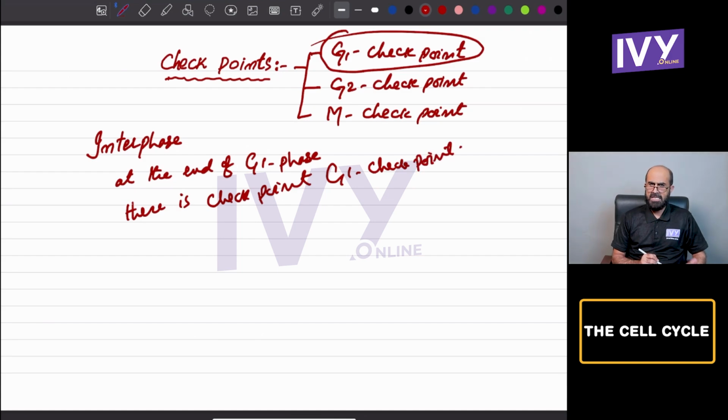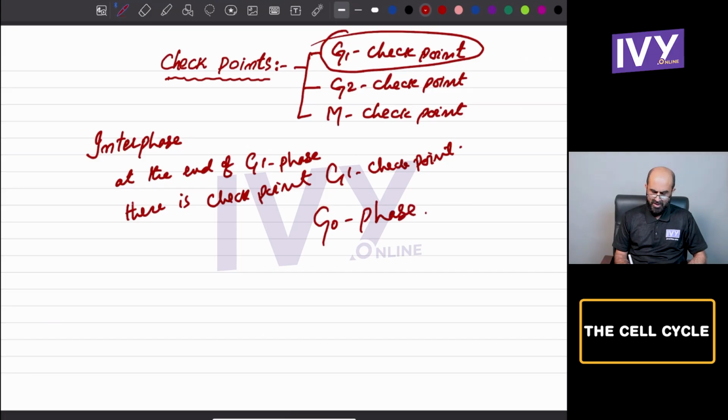And I told you the checkpoint will identify all these things. If they are okay, then the cell will proceed. But if they are not, I mean, the DNA is not completely doubled, cytoplasmic contents are in an irregular pattern, organelles have not doubled properly, it will arrest the process, and the division will be stopped. They will not move to the next step, which is the S phase. Instead, the cell will be arrested, and it will move back into another step, which is called G0 phase.